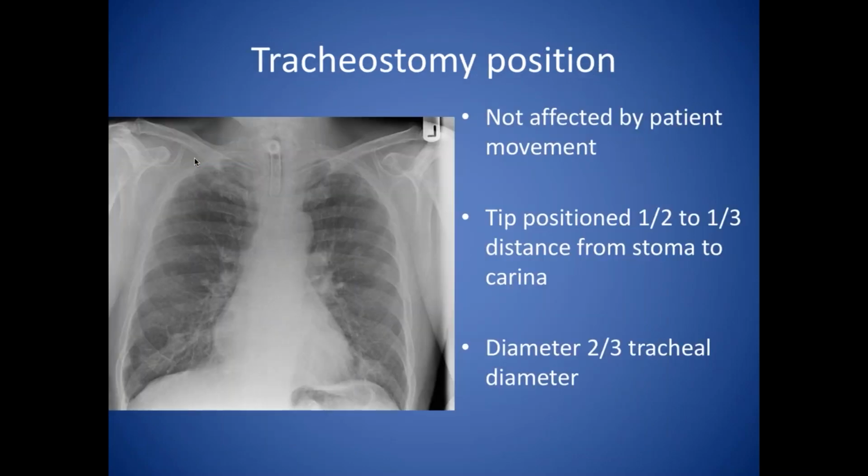Patients may go on to have a tracheostomy if there's a long need for ventilatory support. So after about 2 weeks, to avoid tracheal stenosis, tracheostomies are fashioned. Tracheostomies are not usually affected by patient movement, and the tip of the tracheostomy tube should ideally be positioned between 1/3 and 1/2 of the way from the stoma to the carina, and should not be any more than 2/3 of the diameter of the trachea.